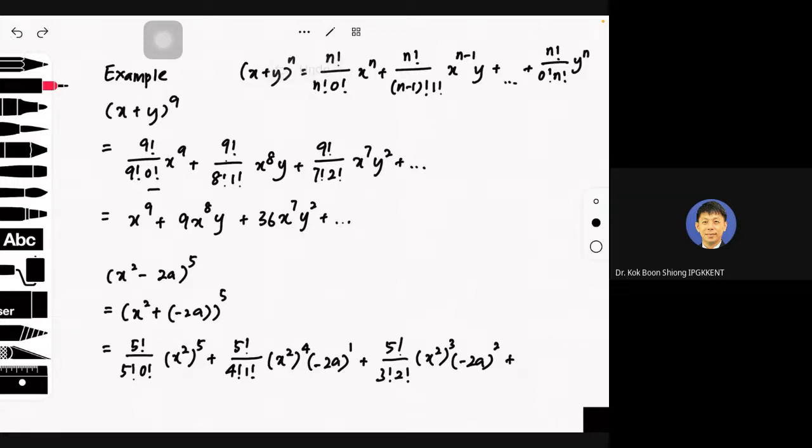So we get the first three terms, and definitely you can expand further. If you look at the first three terms, it will be equal to x to the power of 9 plus 9 x to the power of 8 y plus 36 x to the power of 7 multiplied by y squared, and so on.